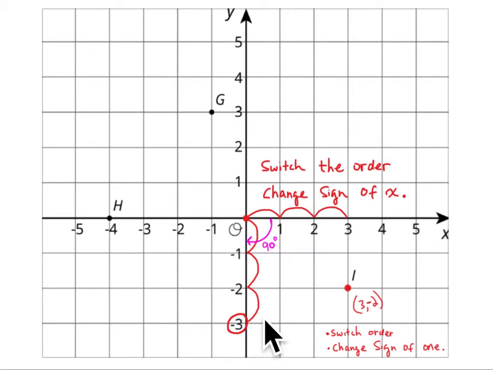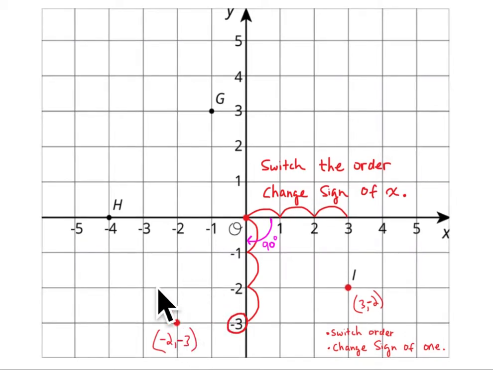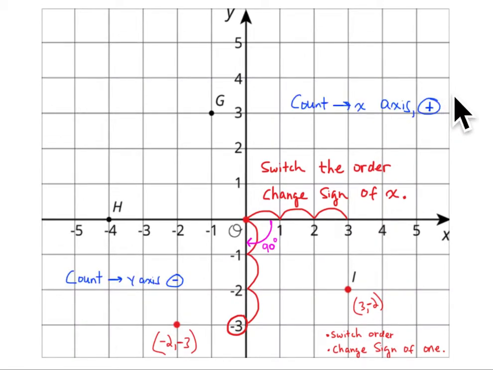So now up here, the y position is -2, and over here it's going to remain -2. It's going to become the x value. So it's going to go -2 and 3. So you're going to end up down here. So -2, -3. Count x on the x-axis.